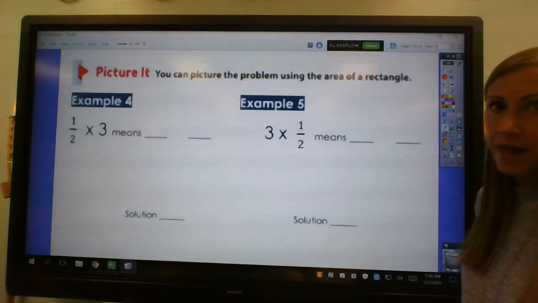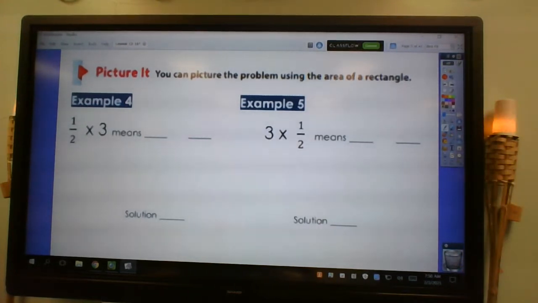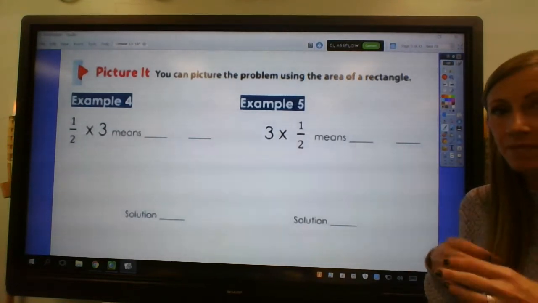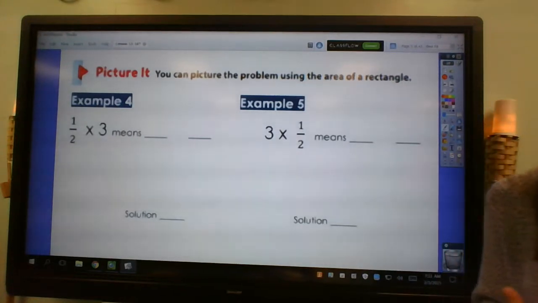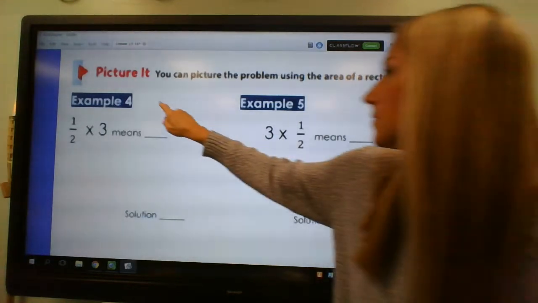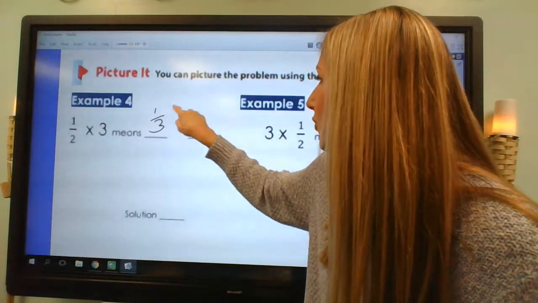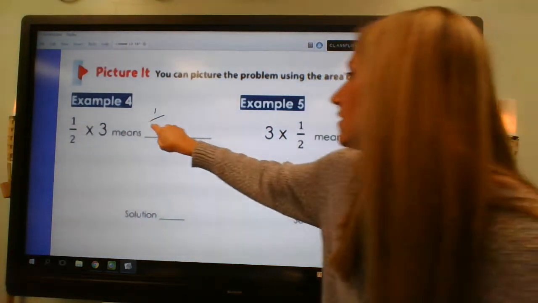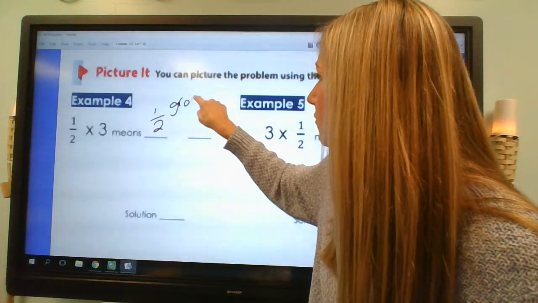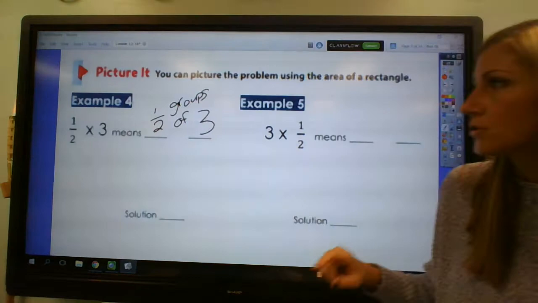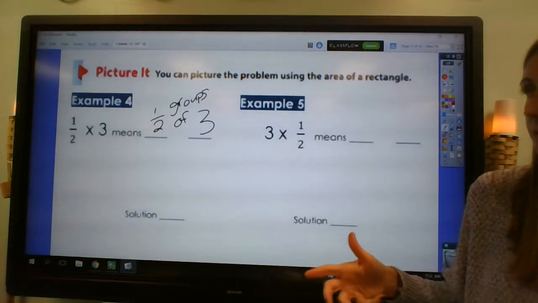Now, another way to look at these fractions being multiplied is looking at an area model. An area model can show you the 2 fractions and taking something of something, right? So if I have half of 3, it means half groups, oops, that's a third, half groups of 3, right? So how am I going to show this?